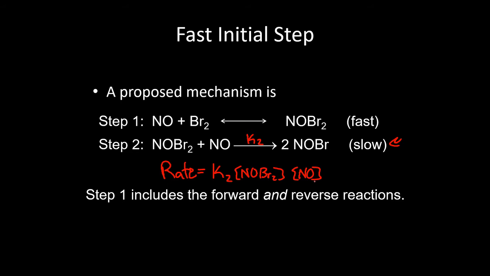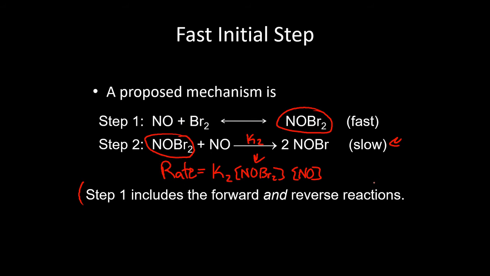So our job is to figure out how can we express the concentration of this intermediate thing that is produced in the first step and then consumed in the second step. How can we express the concentration of that intermediate using the concentrations of other things in the reaction? So a nice big clue here. Step 1 includes forward and reverse reactions.